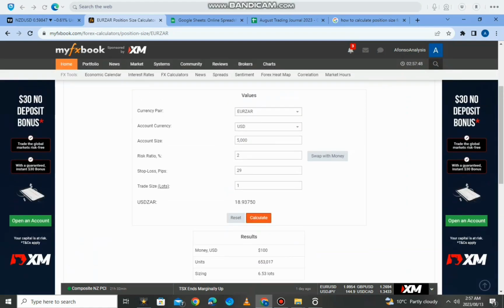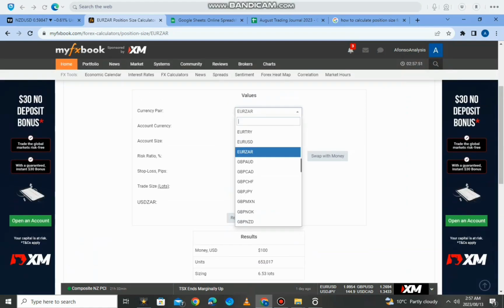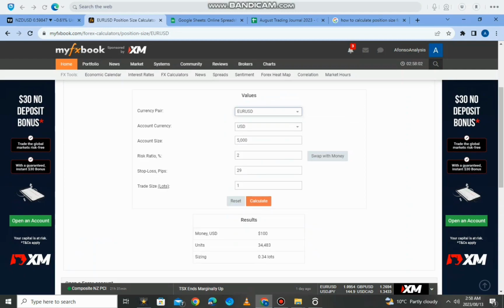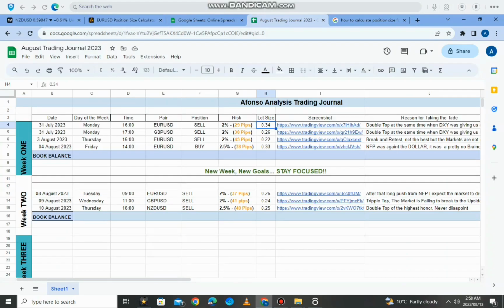No, I can't be risking that on the Euro USD. Oh, that's because this is a Euro ZAR. So you see how important it is, guys, to risk a different lot size on each and every trade, right? I'm gonna click recalculate there, and as you can see, it says my lot size must be 0.34. Let's just go back to my trading journal, and you can see I risked a 0.34.